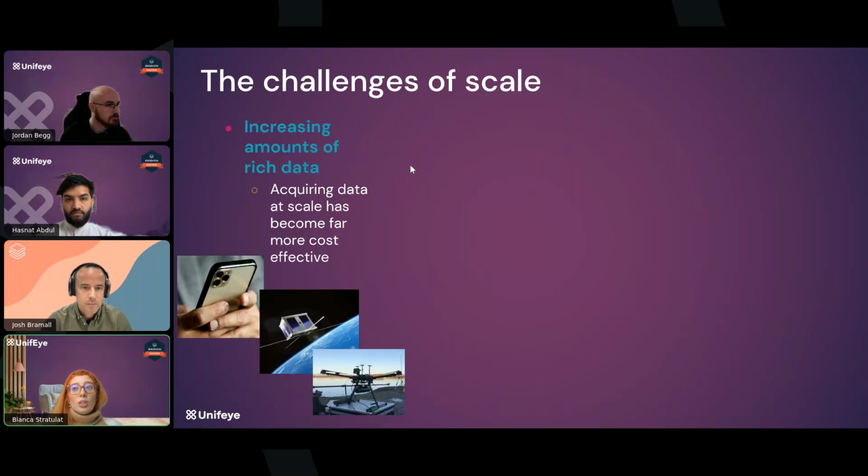First, we are dealing with increasing amounts of rich data. Thanks to mobile devices, satellites, and IoT sensors, acquiring spatial data has become easier and far more cost-effective. Every photo, drone scan, or vehicle movement adds another layer of geospatial information. But the challenge is that this data arrives in massive volumes and at a high velocity, and most organizations simply aren't equipped to manage or process this efficiently.